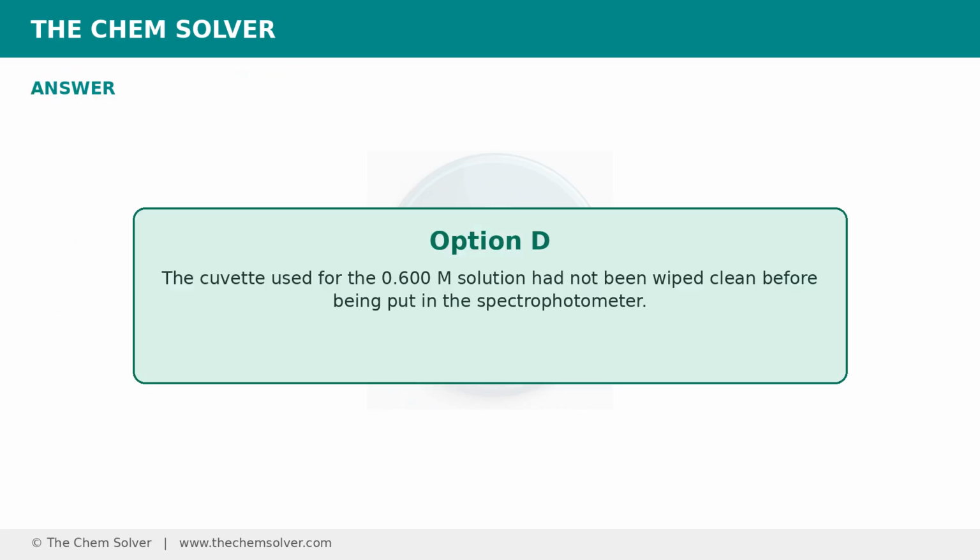The correct answer is option D. The cuvette used for the 0.600 molar solution had not been wiped clean before being put in the spectrophotometer.